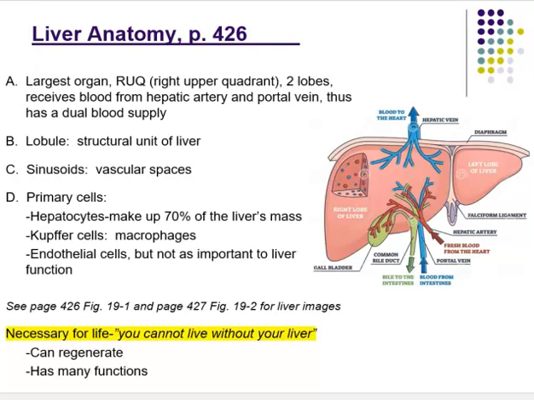The sinusoids are vascular open spaces inside the lobule, and we'll be able to see what those look like on the next slide as well. There are some primary cells that make up the liver. There are hepatocytes, which make up about 70% of the liver's mass. There are Kupffer cells, which are macrophages that come from monocytes. And remember, those can phagocytize things like bacteria, old red blood cells, and toxins. And then we have endothelial cells, but these are not as important to the liver function.